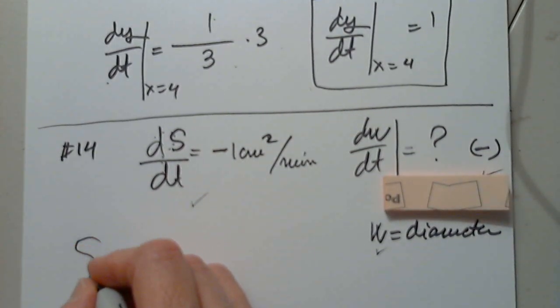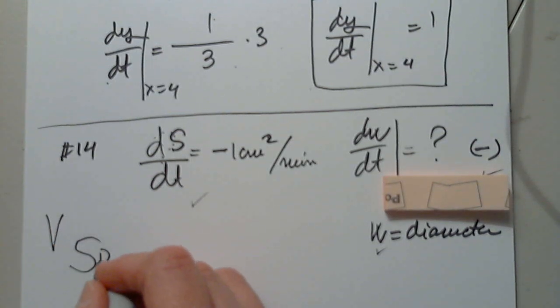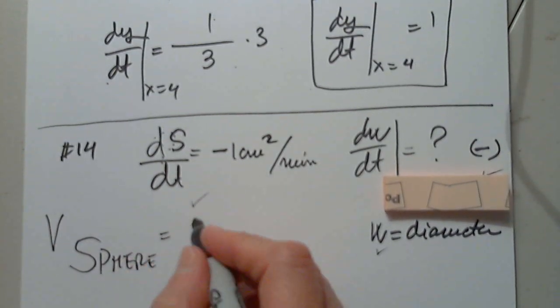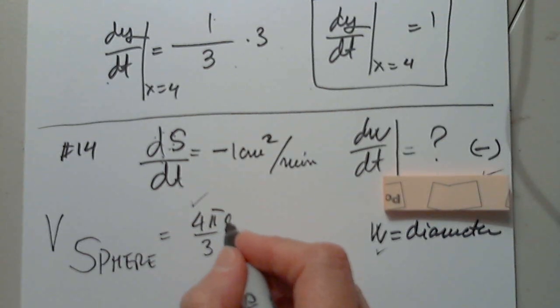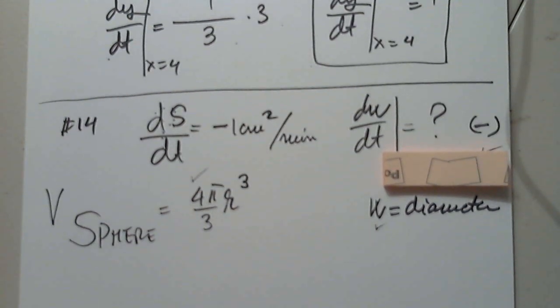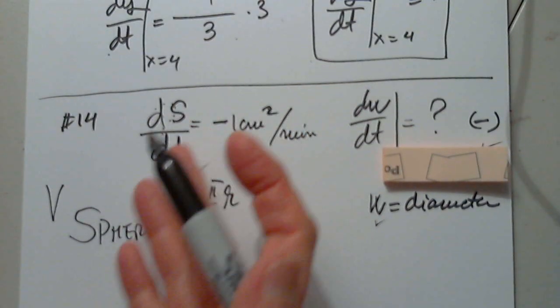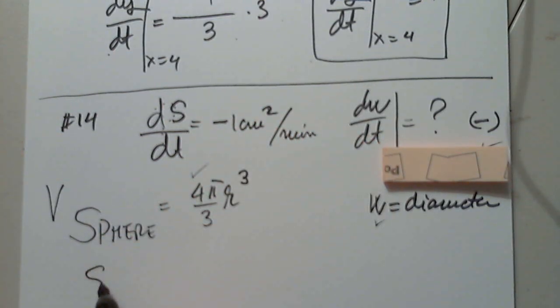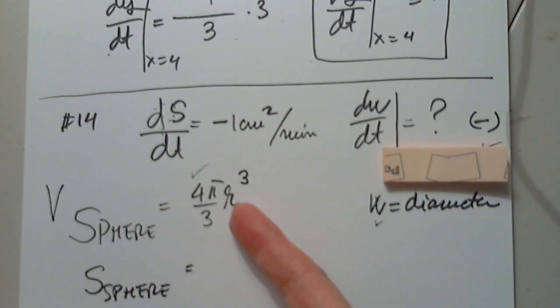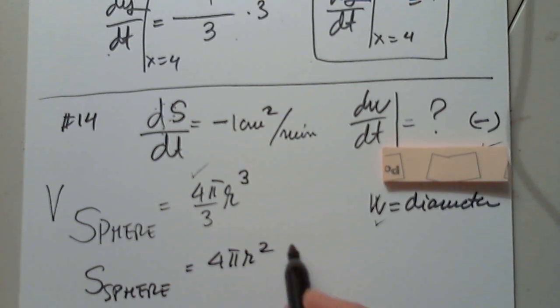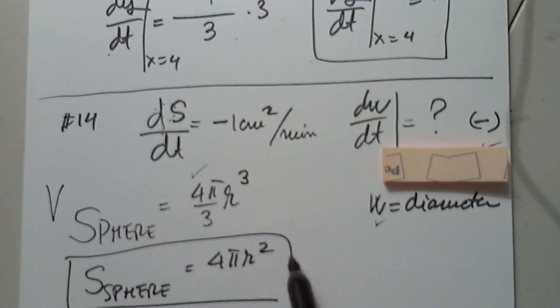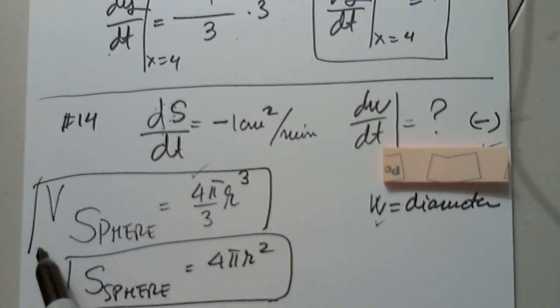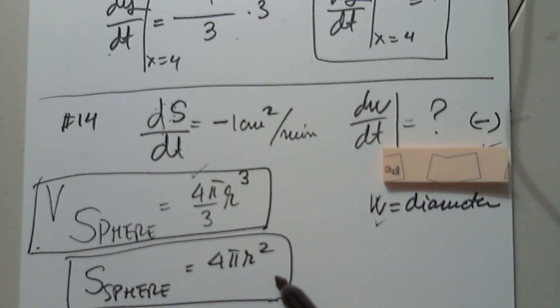We know that the volume of a sphere is 4 pi over 3 r cubed. And you can say, wait a minute, what are you talking about here? I'm just connecting something so you remember the surface area of a sphere. When you differentiate this, you get 4 pi r squared. So I simply differentiated the volume to get the formula for the surface area.